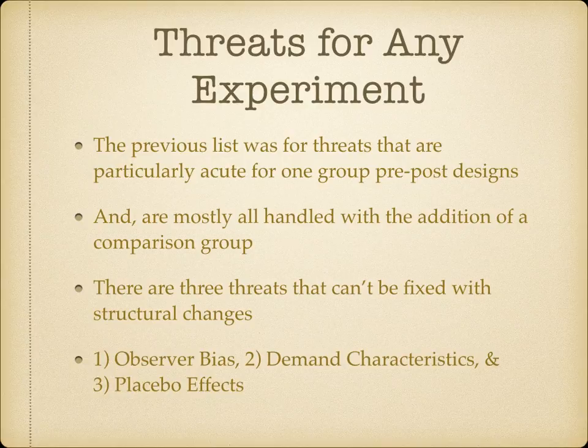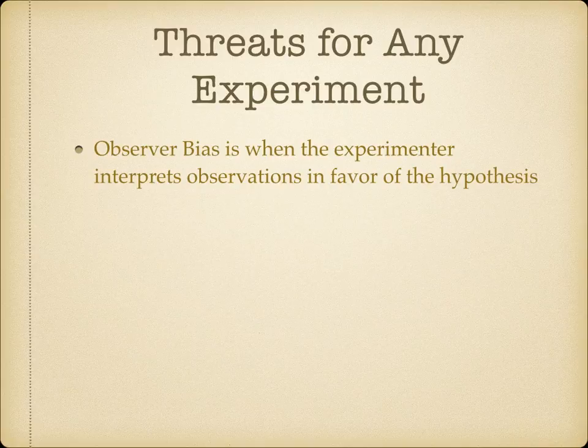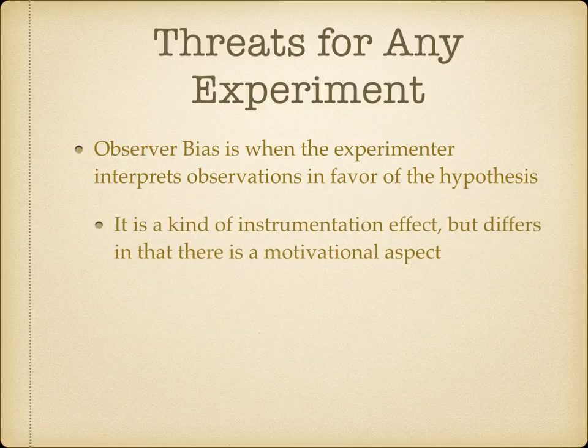In fact, that's probably a good way to think about, especially observer bias and demand characteristics: they're more management problems than they are design problems. Observer bias is when the experimenter interprets observations in favor of the hypothesis. It's a kind of instrumentation effect if you think about it, but it differs in that there's a motivational aspect. We know why the experimenter is going that direction, or at least we suspect it. And it's not malicious on their part. All of us are going to want to see things more favorably.